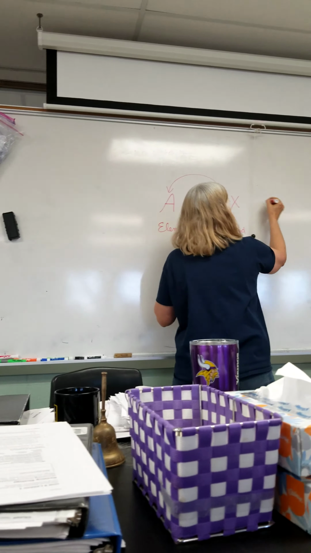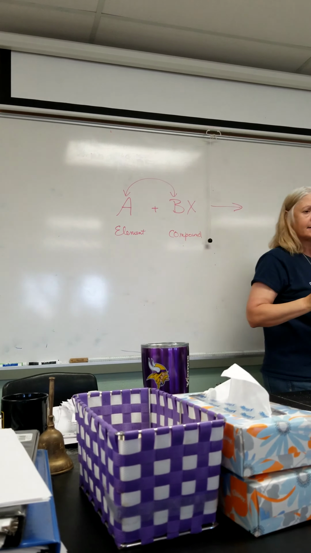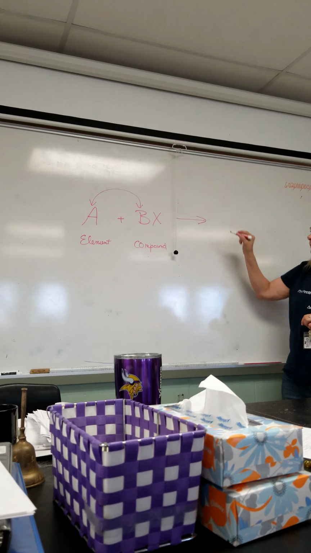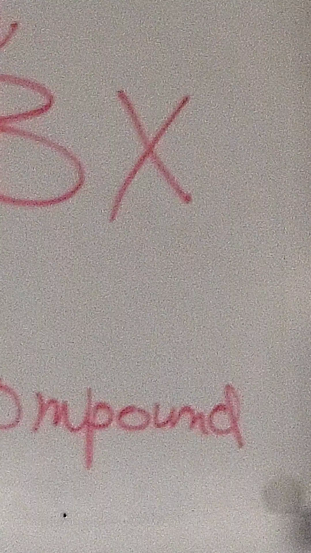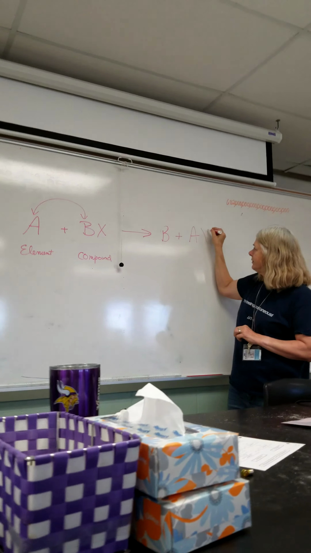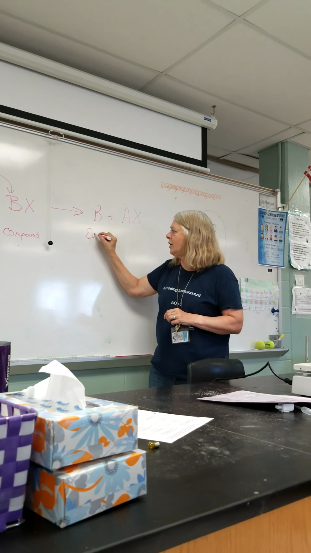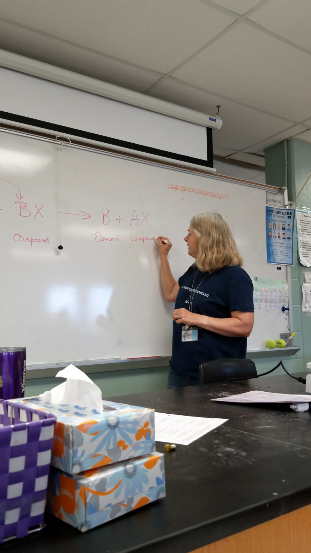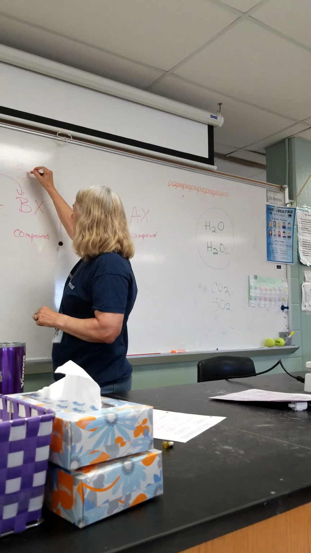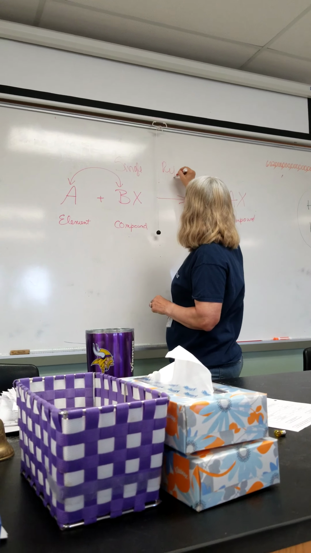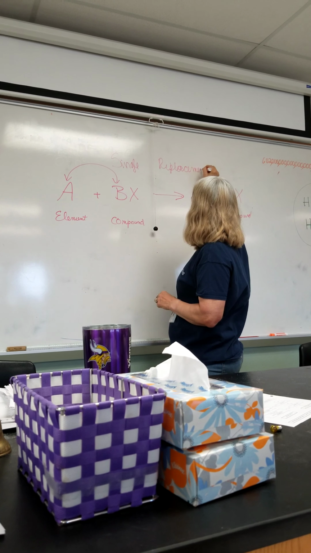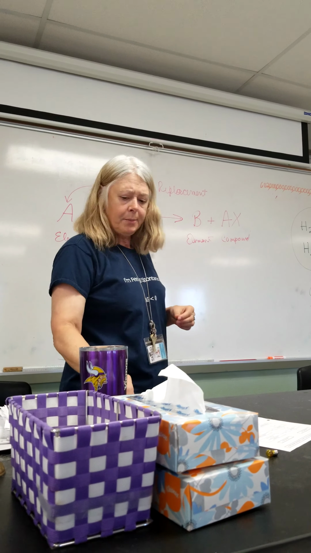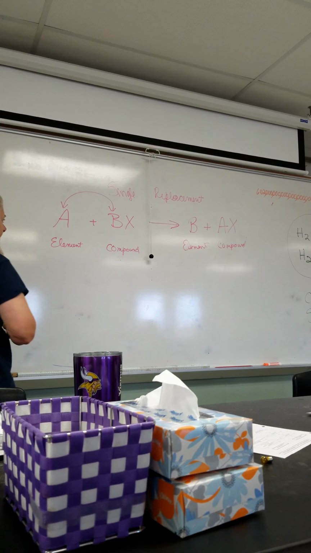So which element is going to be alone on the product side? A or B? And if A is going to now be combined with X, so I have a new element and a new compound, this is called a single replacement. That's a single replacement. And these are usually pretty easy because it is literally an element in a compound.